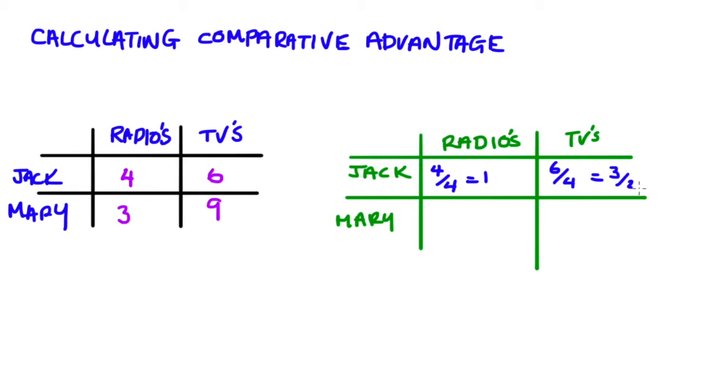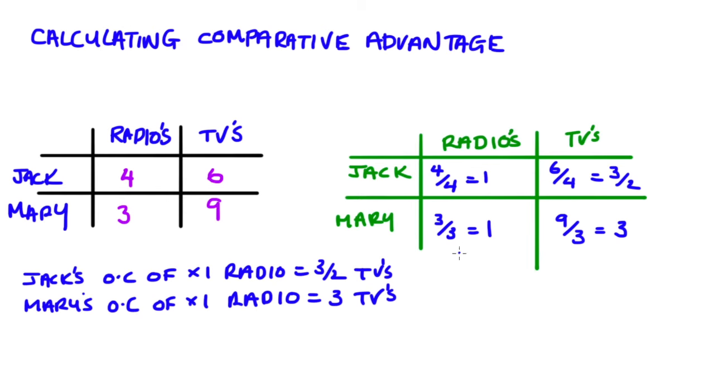But we don't want the opportunity cost in terms of 3 radios, we want it in terms of 1 radio. So what do we need to do to 3 to make it into 1? We divide by 3. To preserve the ratio, we need to divide the other side by 3 as well. And here it's clear that if Mary makes 1 radio, she gives up 3 TVs. So now we can write those opportunity costs down. So let's do the same thing but for TVs.